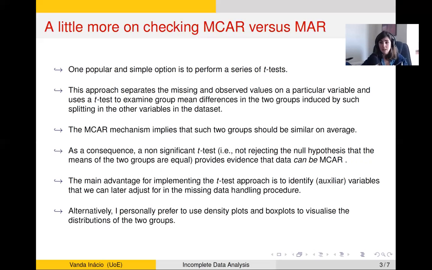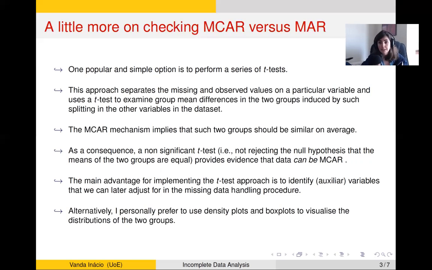If data are missing completely at random, the distributions of these two groups, on average, should be similar, because if they are not, it means that the probability of missingness is correlated with this variable. So what we want to check is, for all the variables, whether these two groups are similar or not. One way to do that is through a battery of t-tests. For each variable, we form the two groups, and we do a t-test with the null hypothesis that the means of both groups are similar.